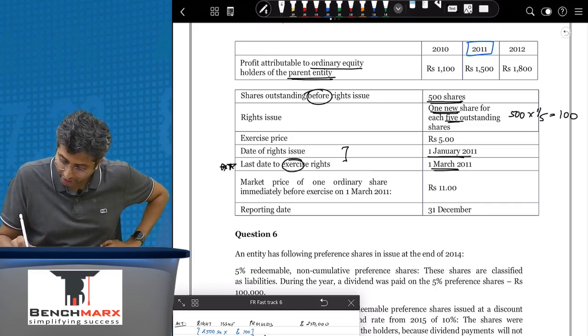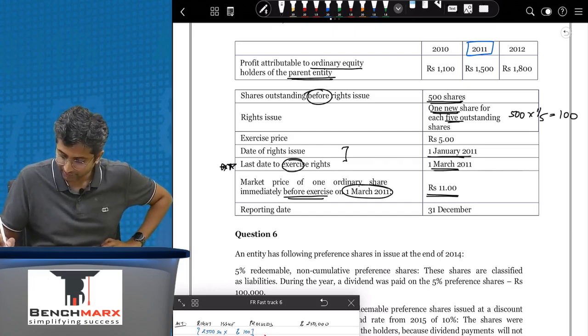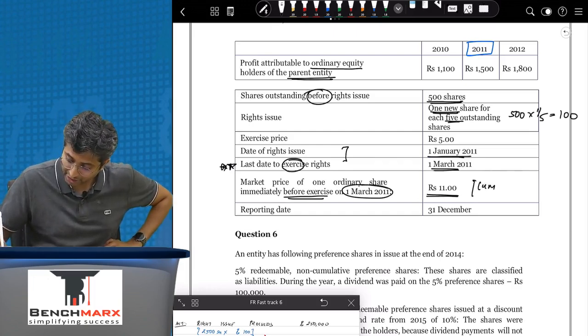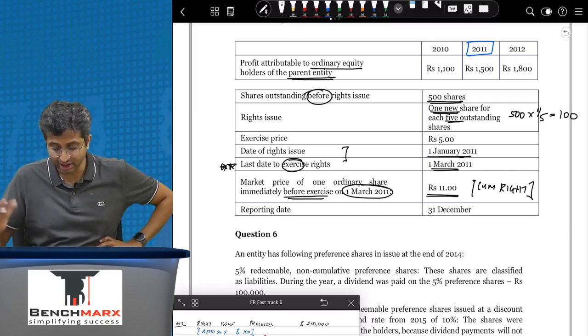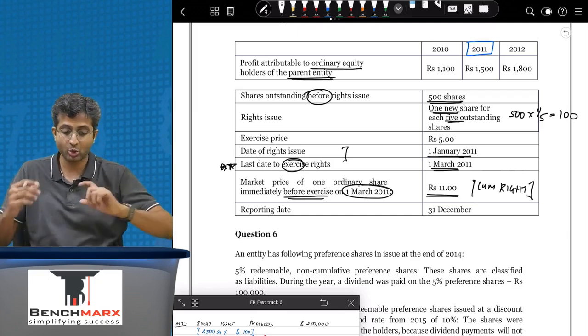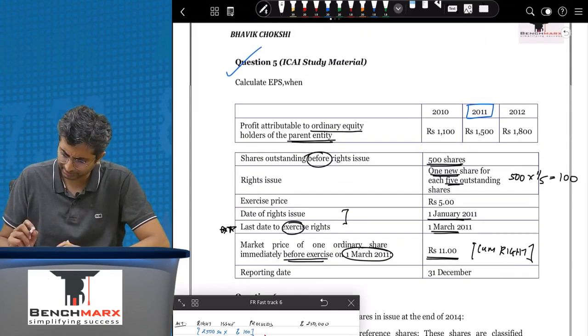The market price of one ordinary share immediately before the exercise of rights, that is on 1st of March, before the exercise of the right, is 11 rupees. This is what you call the cum right price, because even if at this stage you were to sell the share, the buyer is in a position to get the share as well as the ability to subscribe to the rights, and hence what you are selling is the share along with the rights. The reporting date is 31st December.